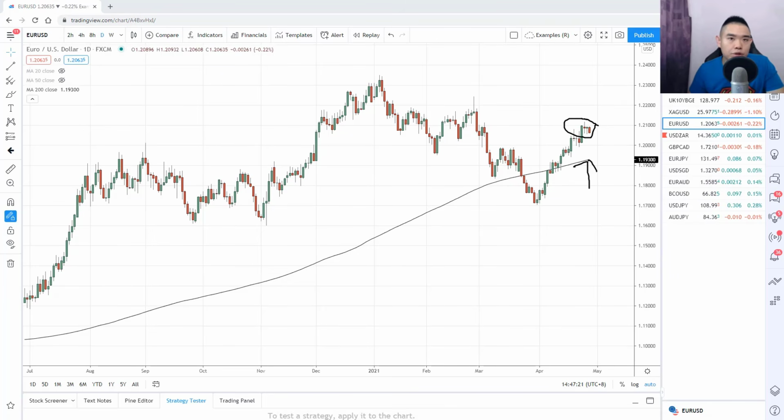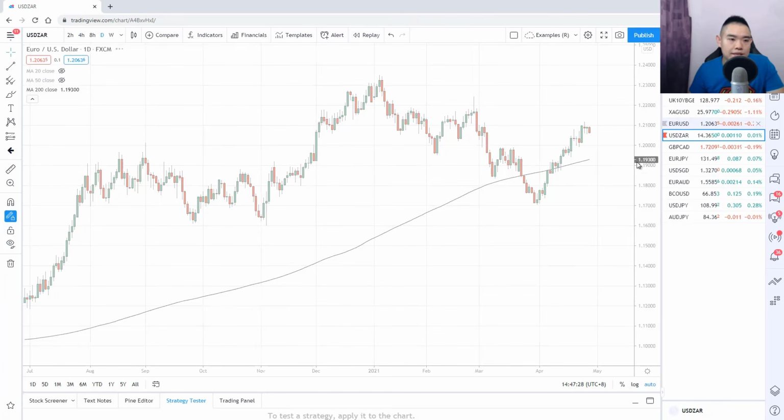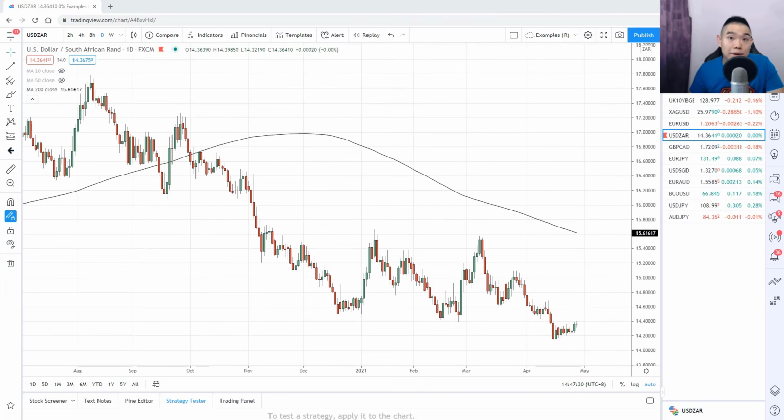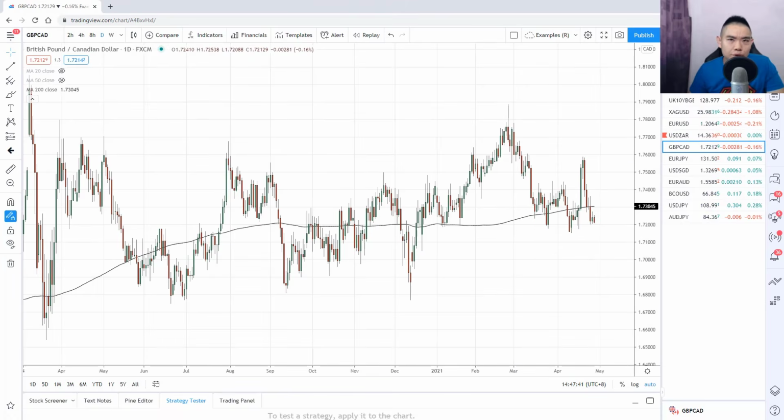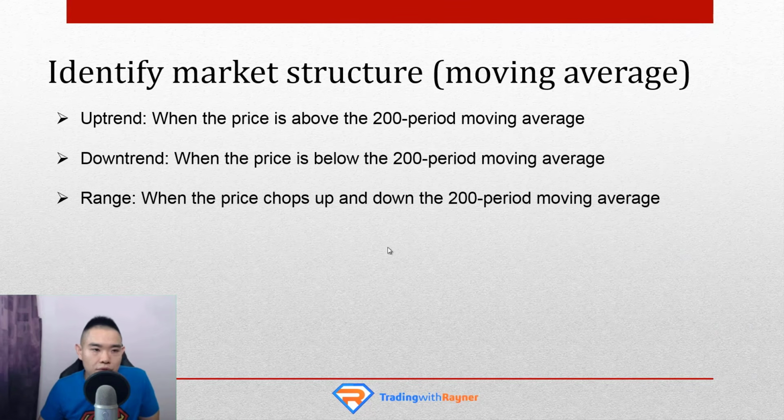200-period moving average. Now, if you look at the dollar against the South African rand, you can say that this market is in a downtrend because the price, which is here, is now below the 200-period moving average. And if you look at this one over here, pound against the Canadian dollar, you can see that this market is in a range because the price is chopping up and down the moving average. So we can conclude that this market is in a range. And that's how you can use moving average to help you define your market structure.